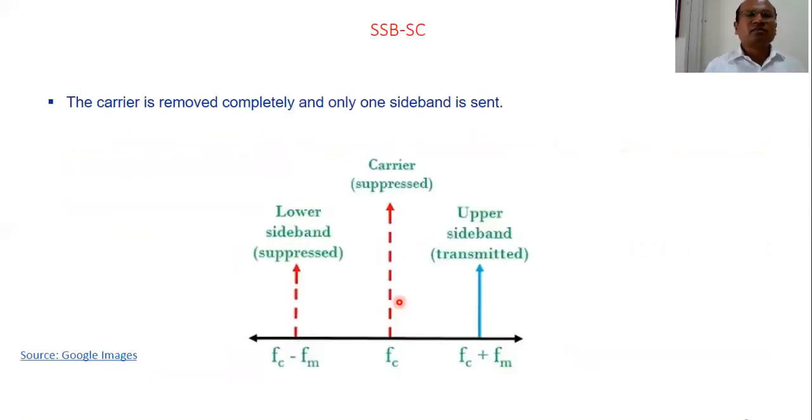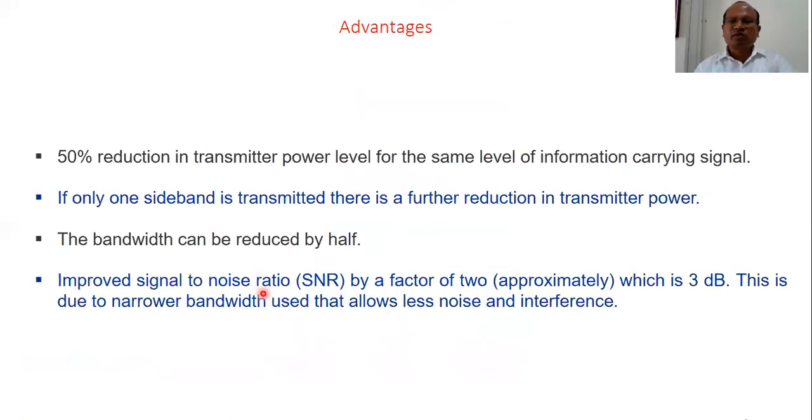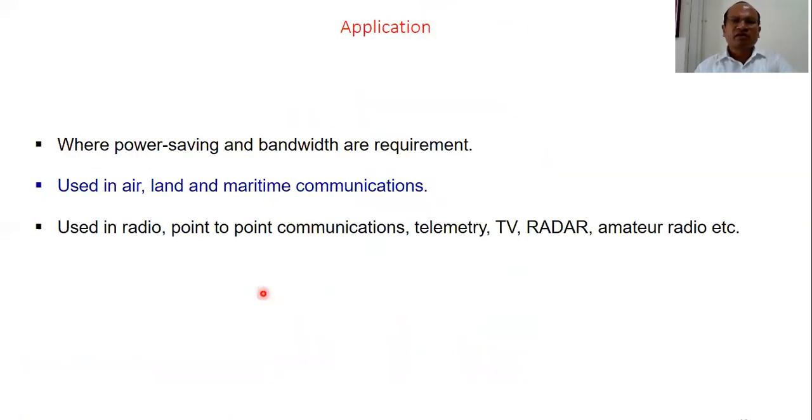This is the signal where you can see the dotted red lines, where the carrier is suppressed and the lower sideband is suppressed. What is being sent? Only the upper sideband is sent here. Only the upper sideband is sent and no carrier, no lower sideband. So we'll call it SSB-SC, single sideband suppressed carrier. The carrier is suppressed and one of the sidebands is also suppressed.